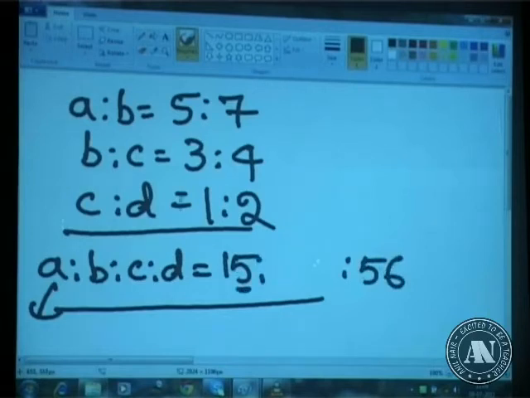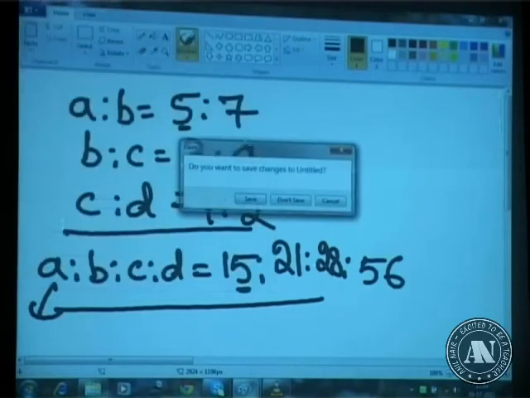I got A. Originally, A is 5, 5 3s are 15, 7 3s are 21. B is originally 3, now 21, 7 4s are 28. Clear? The compound ratio of A, B, C and D. Which one? Clear? Can I go to the next one? Right. Now, next, its application.